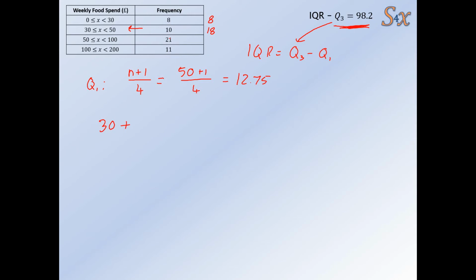I want to add on how far through the group I need to go. Well, I'm 8 people through at the start of it. I need 12.75 of the way through, 12.75 people through the data. So I need to go an additional 4.75 people. I divide that by how many people there are in that group. There's 10 people in the group. And I multiply by the width of that group, which is from 30 to 50. So I multiply by 20. I'm going to type all that in and get as an estimate for the lower quartile Q1. And that comes out at 39.5.